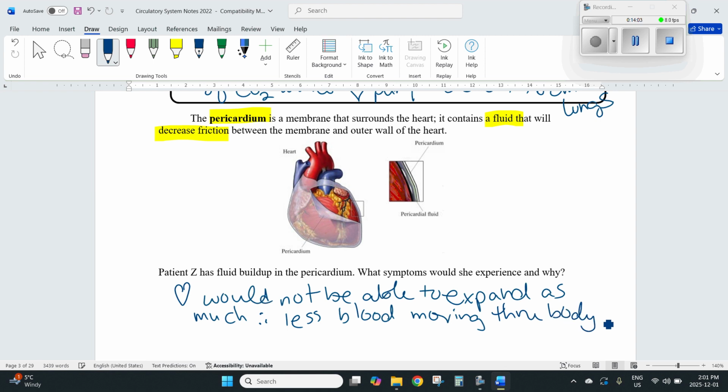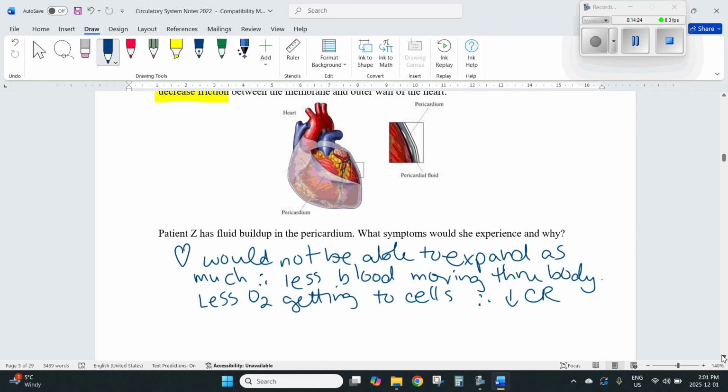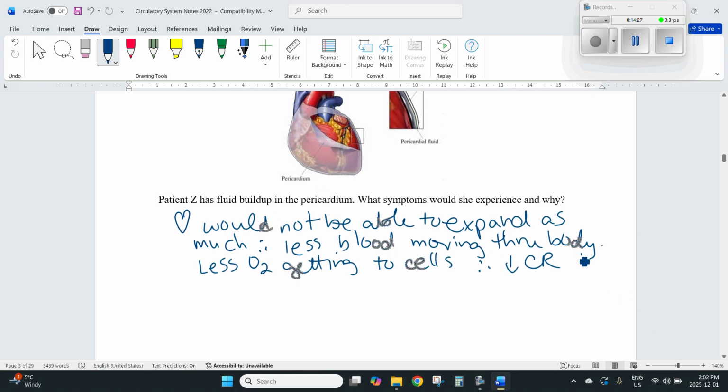If there is less blood moving through the body, that means less O2 getting to cells. Therefore, lower cellular respiration. And if I have lower cellular respiration, that means I get less ATP. So this equals lower ATP. And if you have lower ATP, it means you have less energy. So a symptom will be being very, very tired, extremely tired, lethargic.